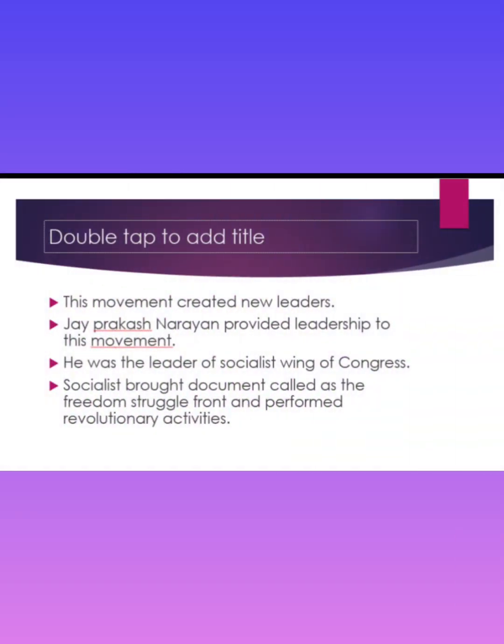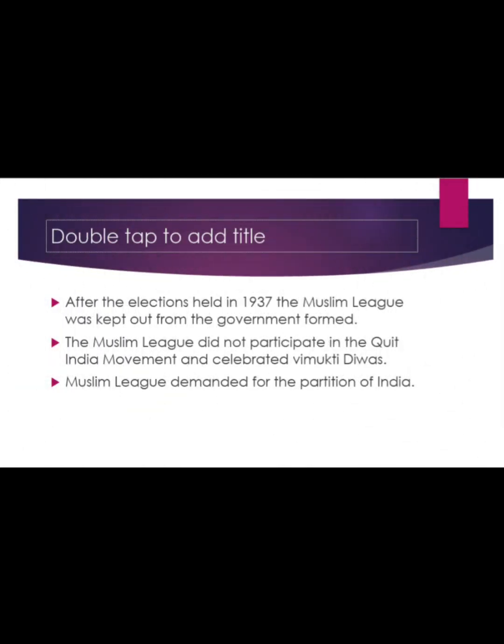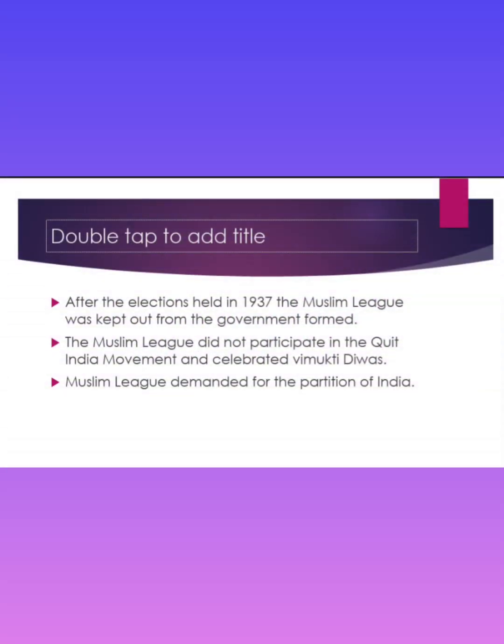Dear students, meanwhile, efforts were made outside the borders of India too. Especially the efforts of Subhash Chandra Bose are really commendable in this direction. After the elections of 1937, the Muslim League was kept out of the government formation. Muslims celebrated this walkout as Vimukti Divas. The Muslim League did not participate in the Quit India Movement and proposed the partition of India.